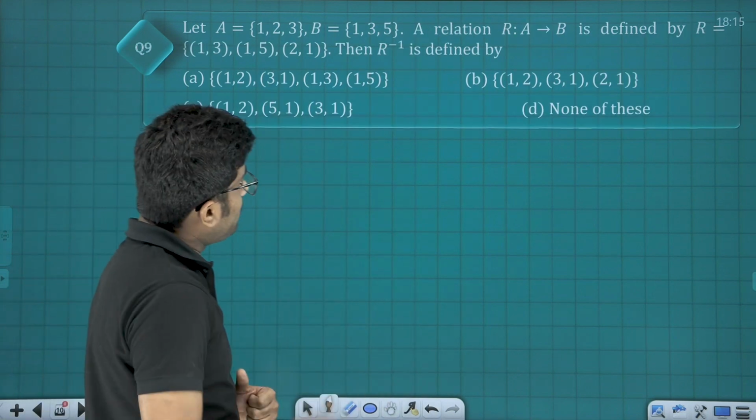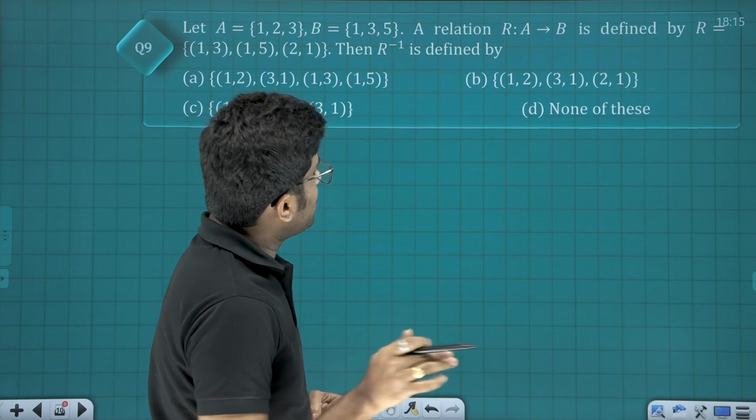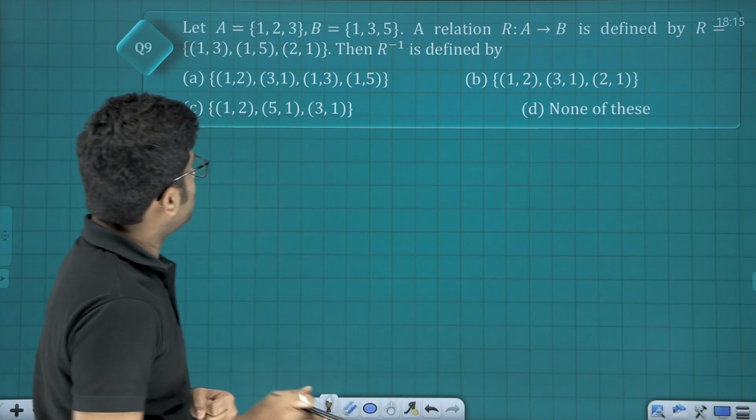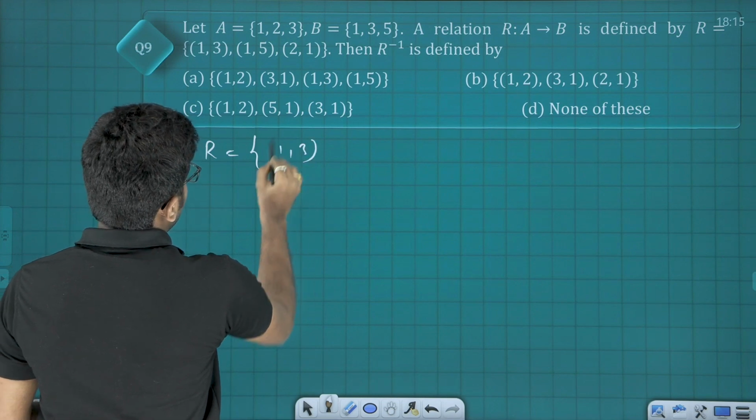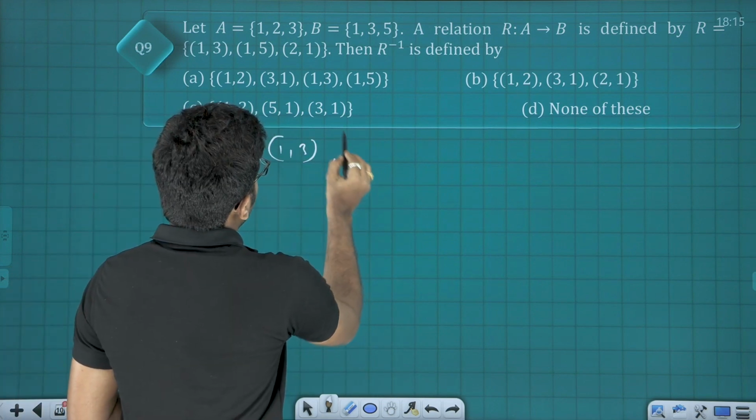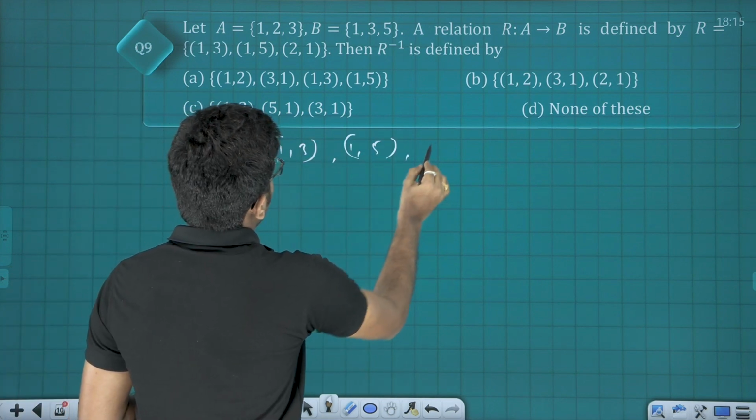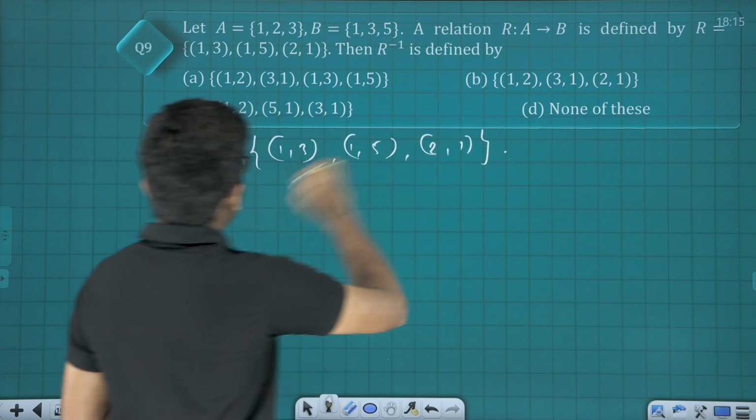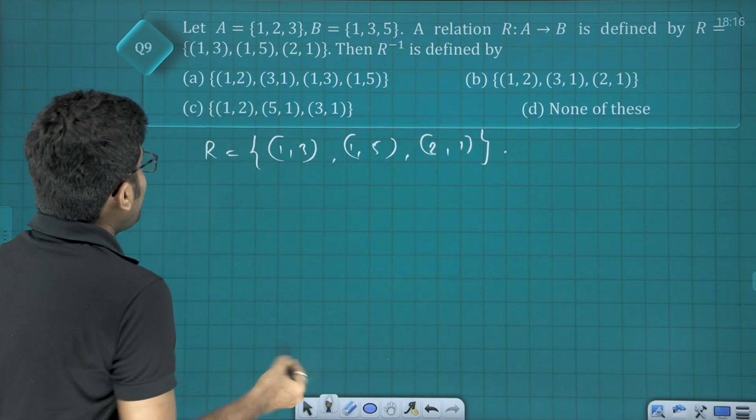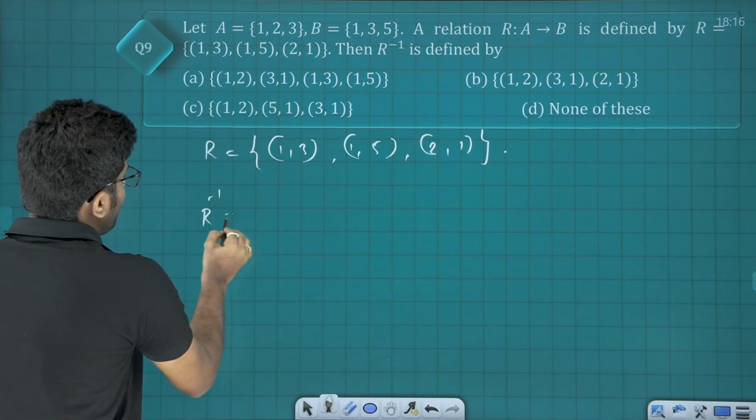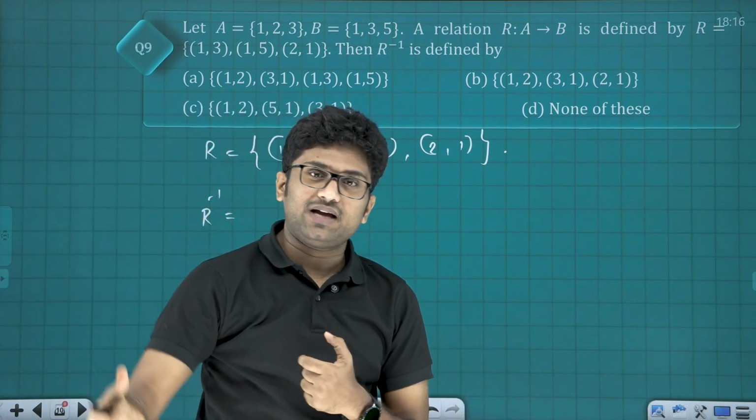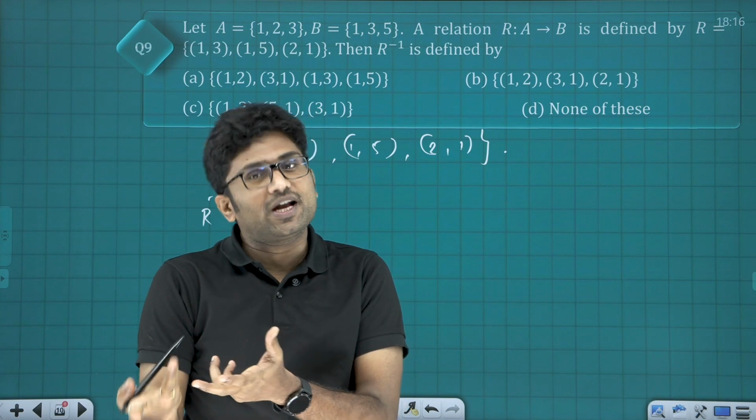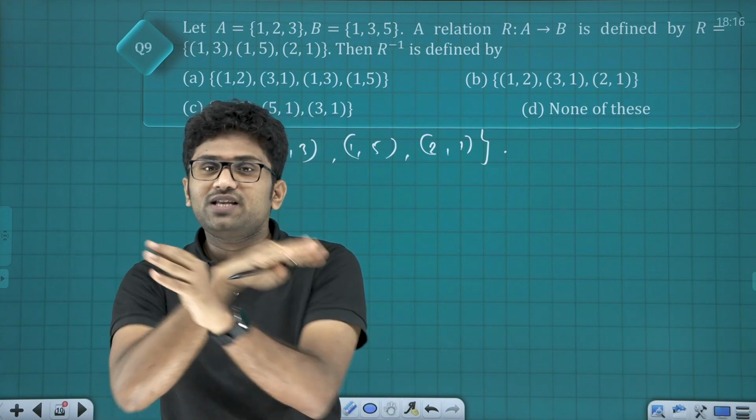Set A given, set B given, R is a relation defined by R equals, they have given R as (1, 3), (1, 5), (2, 1). This is R. Now they are asking for R inverse. R inverse means, friends, if an ordered pair (a, b) belongs to capital R, then (b, a) belongs to R inverse. That's it. Just changing the ordered pair.